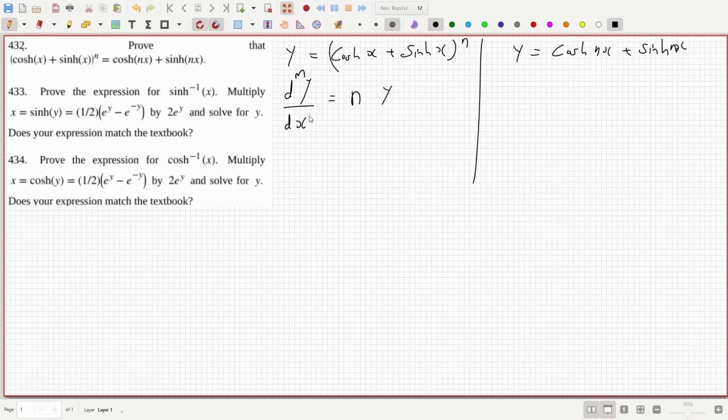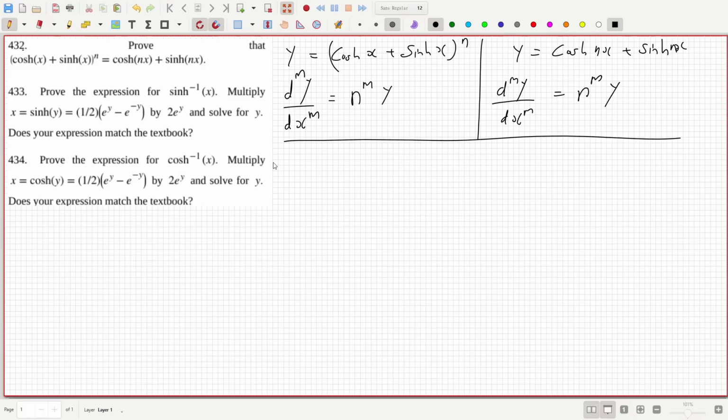So we'll call that m. So the n comes down m times, and if you differentiate this one m times, the n comes out, the n comes out again, the n comes out again. So you'll end up with this times the original. So they both solve the same equation. So except for a constant, they must be the same.